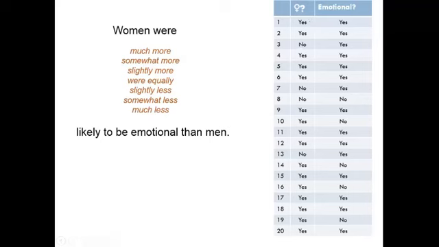And then were they emotional or not is the next column. If they were emotional in the study, then it says yes. If they were not emotional in the study, then it says no. So that's all I tell my students in class, and I tell them, try and figure out however you want whether you think that the researchers concluded that women were much more, somewhat more, slightly more, equally, slightly less, somewhat less, much less likely to be emotional than men. Okay, so if you'd like to work that out, go ahead and pause me and then come back.